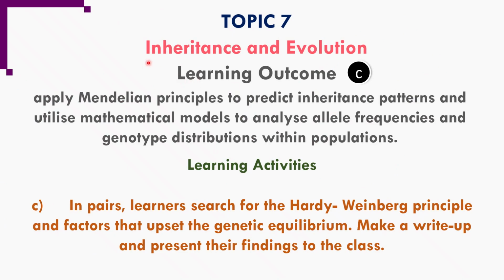Thank you very much for participating in Inheritance and Evolution Learning Outcome C. Apply Mendelian principles to predict inheritance patterns and utilize mathematical models to analyze allele frequencies and genotype distribution within a population. We have been looking at learning activity C in pairs. Learners search for Hardy Weinberg principle and factors that upset the genetic equilibrium. Make a write-up and present their findings to a class.